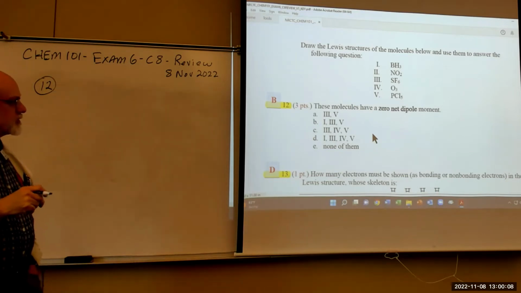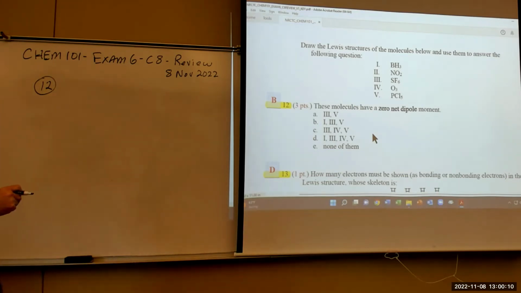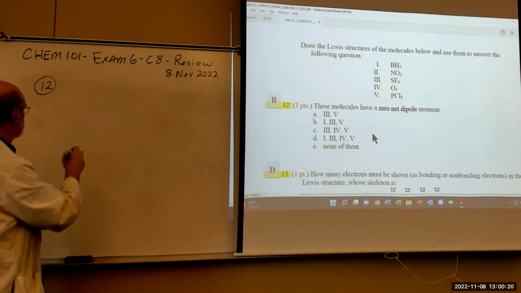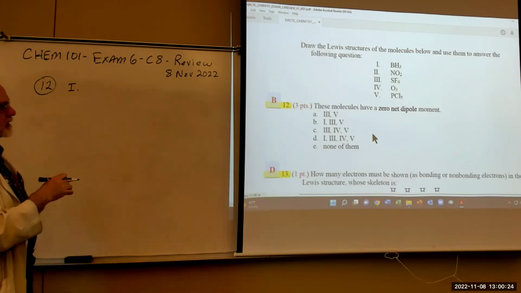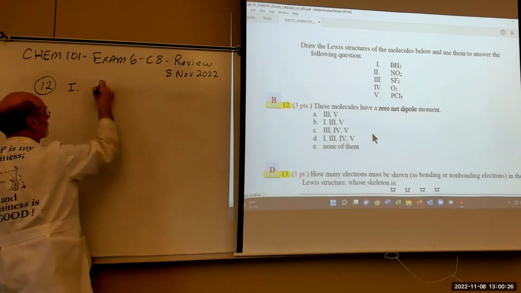Draw the Lewis dot structures of the molecules below and use them to answer the following questions. These molecules have a 0 net dipole moment. Which one of those have a 0 net dipole moment? All right. So let's take them one at a time.